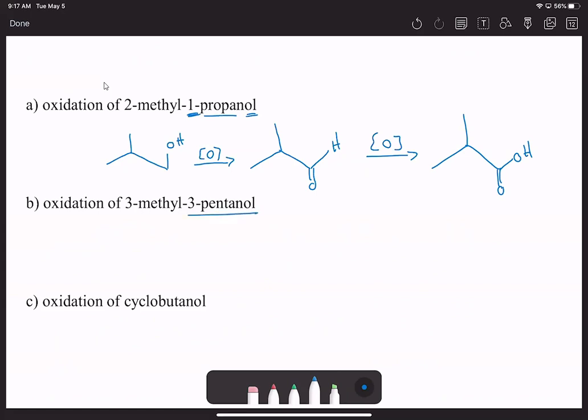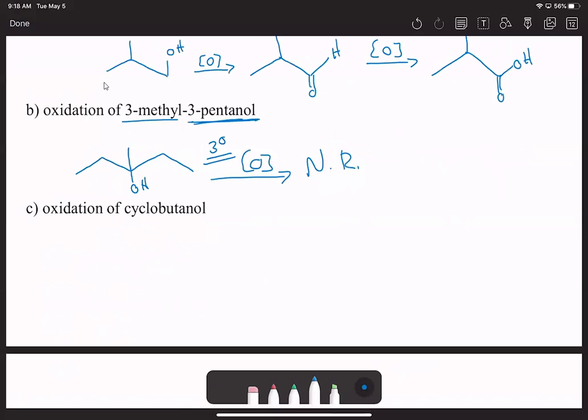3-pentanol. 1, 2, 3, 4, 5. And on carbon number 3, I'm putting my hydroxy group. So I've taken care of 3-pentanol. Carbon number 3, I have a methyl group. Well, this looks like a tertiary alcohol. We can't oxidize tertiary alcohols. So if I try and oxidize this, I'm going to get no reaction from a tertiary alcohol.